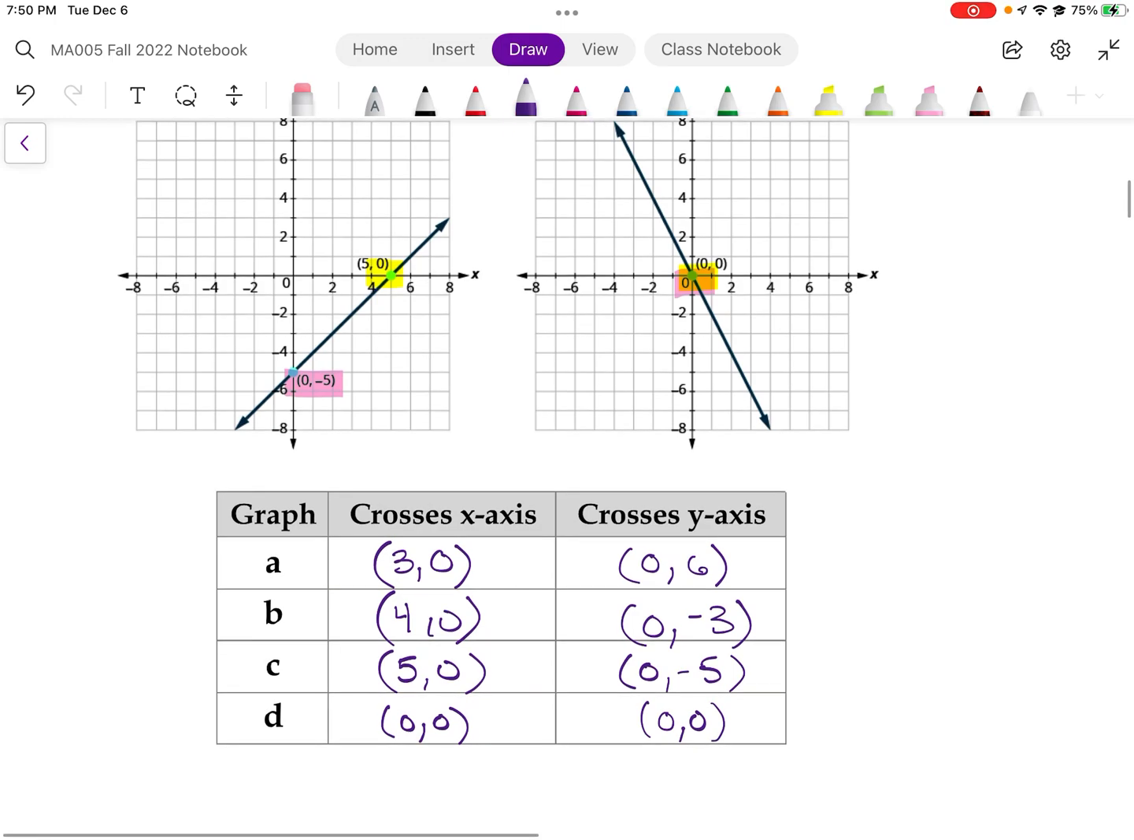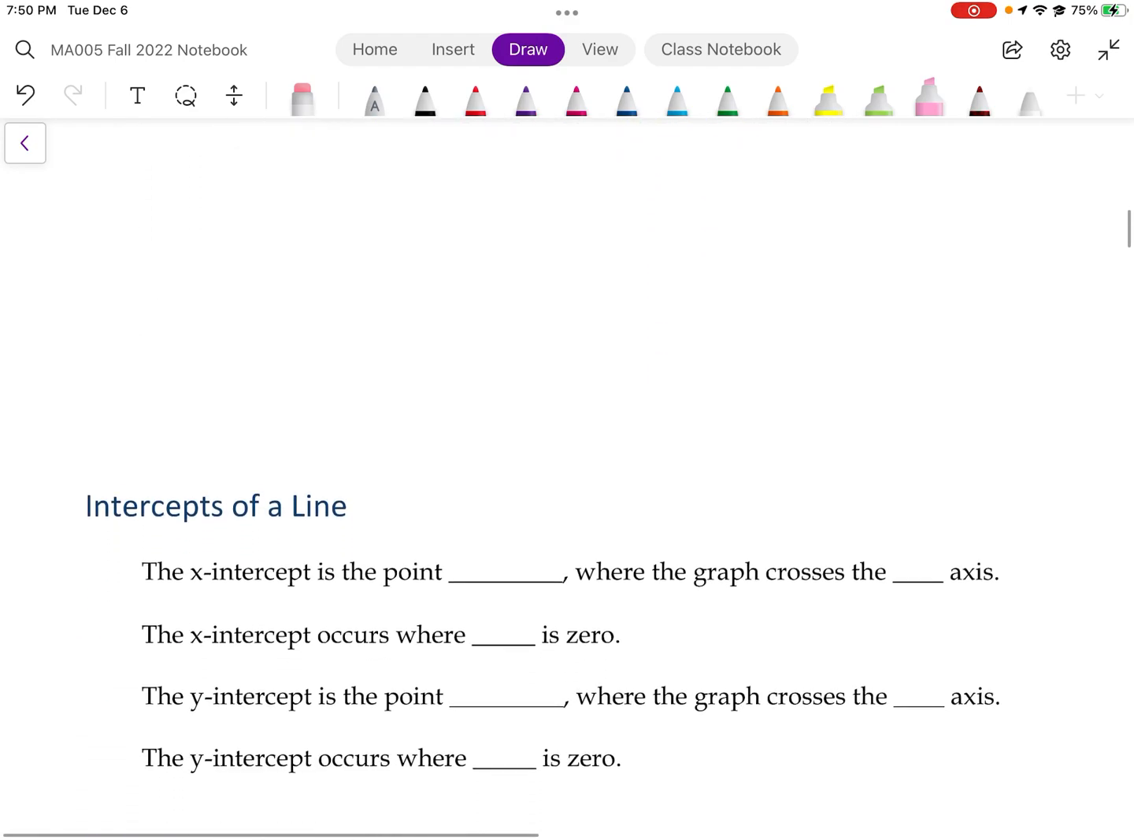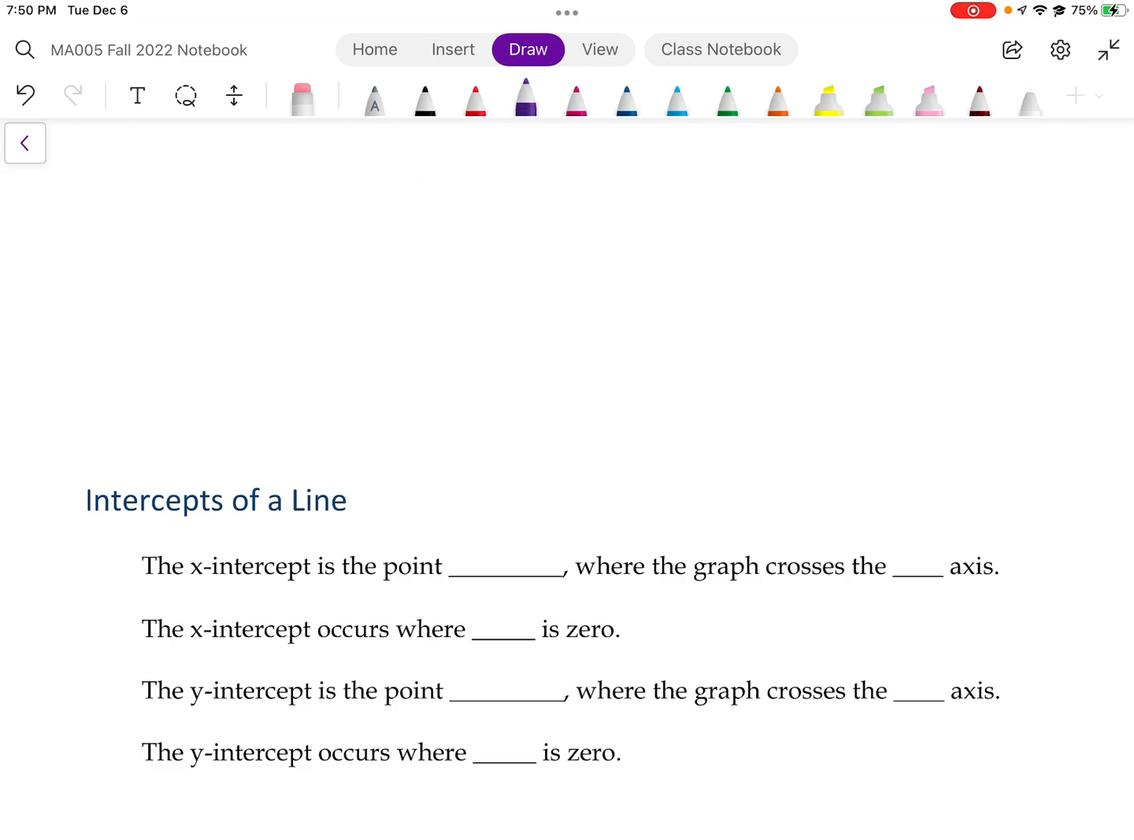Now I want you to look at what's going on, and we talked about this in the last video. Where it crosses the x-axis, the y value is 0 every time. And where it crosses the y-axis, the x value is 0 every time. All right, so the x-intercept is the point (a, 0), where a just represents some number, but 0 is the second value, the y value. The x-intercept is where it crosses the x-axis, and it occurs where y is 0.